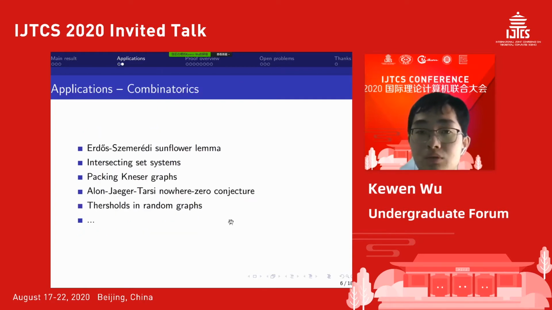And since it's an extreme combinatorics problem, it has some application in combinatorics as well. First, it's closely related with another version of sunflower conjecture called Erdős-Zamorandi sunflower conjecture. It can also be used to study intersecting set system and the packing of Kneser graphs and nowhere zero conjecture, and it's also recently used to prove a threshold phenomenon in random graphs. You can also find this reference in our final version paper.